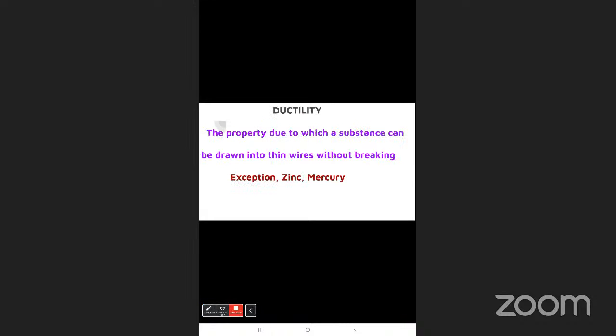Ductility is the property due to which a substance can be drawn into thin wires without breaking. Here also, zinc and mercury are exceptional cases. Have you ever seen a coal wire? No. Non-metals are not ductile; we cannot draw them into very thin wires. There is no ductility property for non-metals.